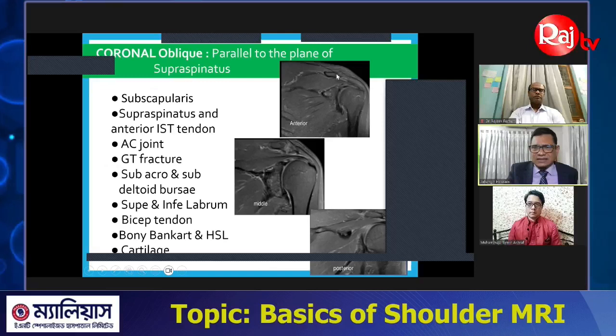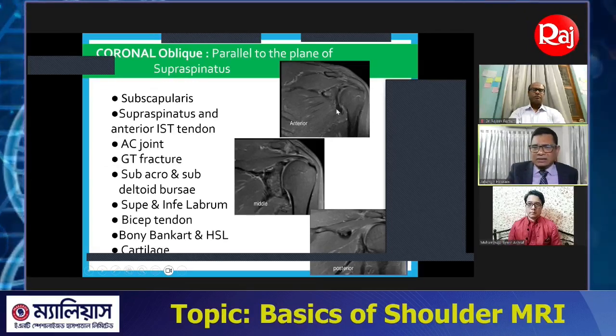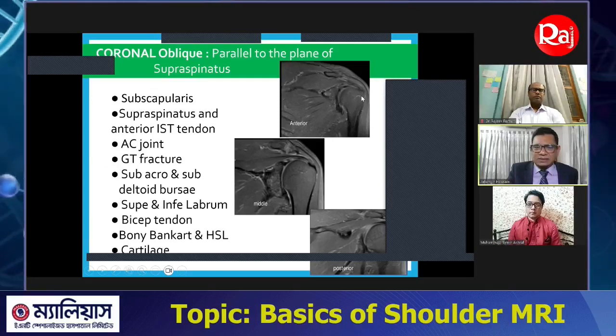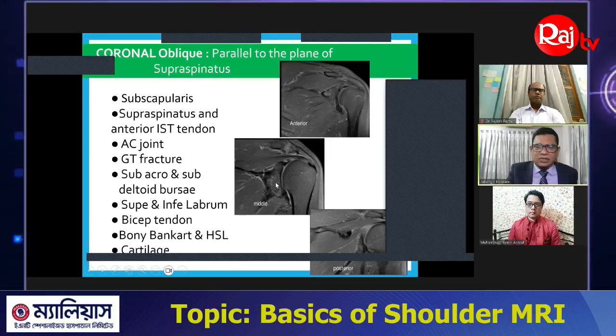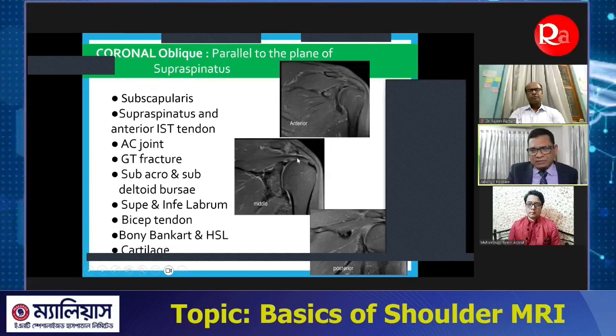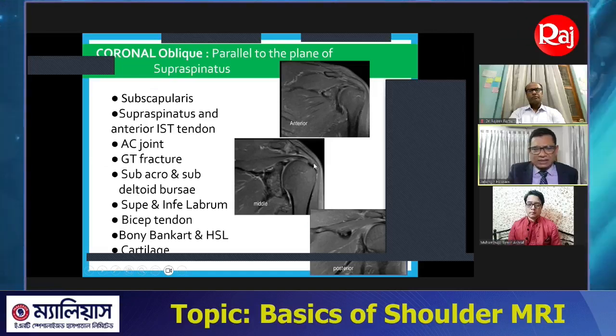And you can see this is the AC joint, and any fracture like a GT fracture, or greater tuberosity fracture, you can see from here. And the subacromial subdeltoid bursa. This is the acromion and the subacromial subdeltoid bursa. When present, we can see it from here.